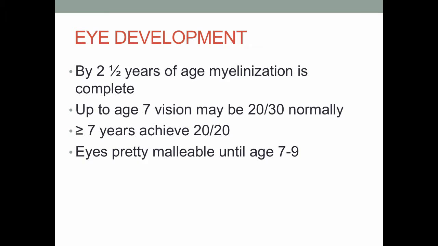By 2.5 years of age, myelinization of the optic nerve is complete, and up to the age of 7, we can still have vision being normal at about 20/30, but at 7 and above, we really want them to be 20/20. And remember that the eyes are still pretty malleable until age 7 to 9, but we definitely want to refer for any abnormalities by that age and have them corrected.